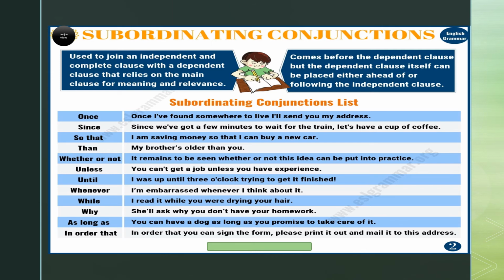So in order that is coming in the beginning of the sentence but always before the dependent clause. So we see that subordinating conjunctions will always be before the dependent clause. Now the dependent clause can be anywhere, ahead of or following the independent clause. That depends on the type of sentence.